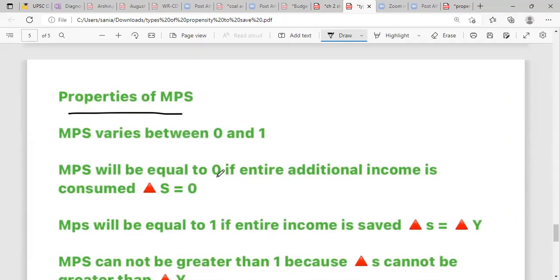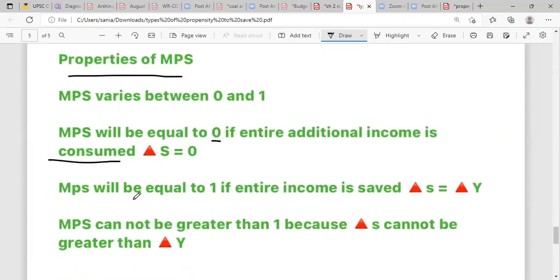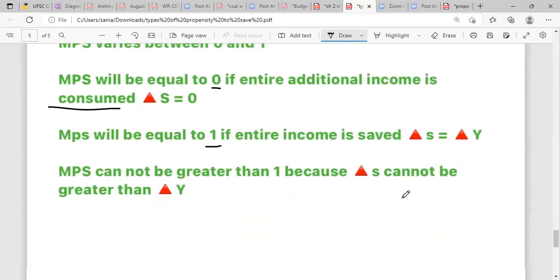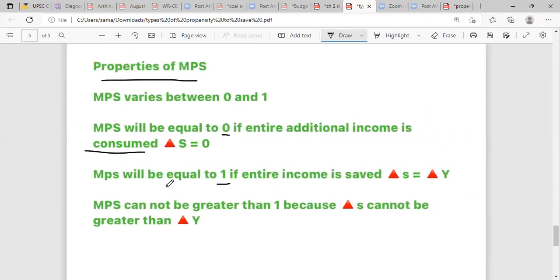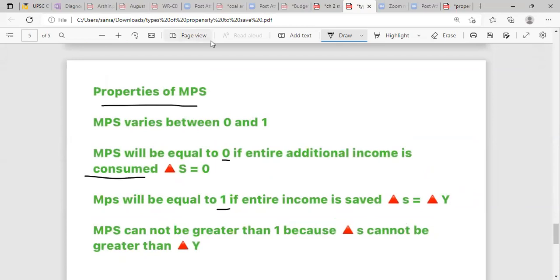Your MPS will be equal to 0 if your entire additional income is being consumed. Okay, and your MPS will be equal to 1 if your entire additional income is saved. And remember one thing, MPS can never be greater than 1 because your change in saving cannot be greater than change in income, right? So these are the few points about your MPS. Quickly write it.